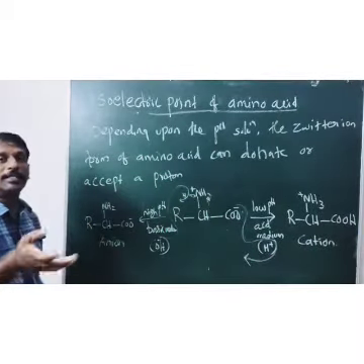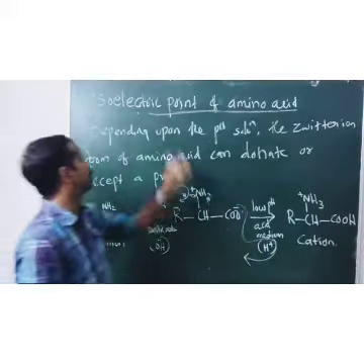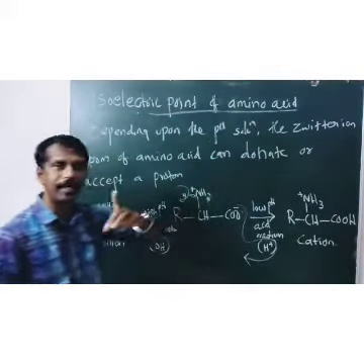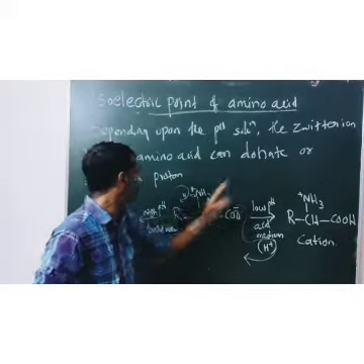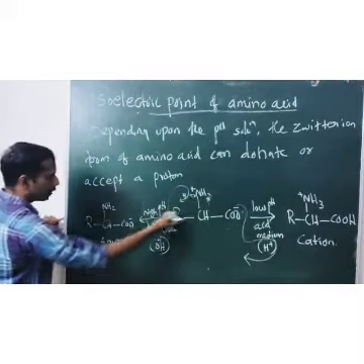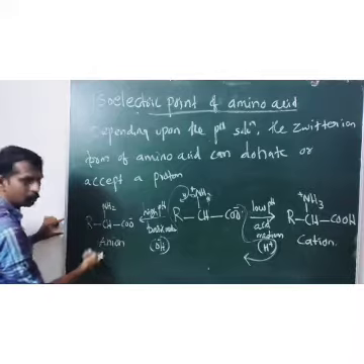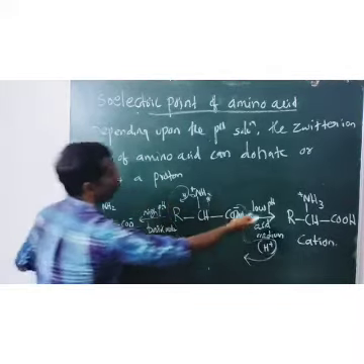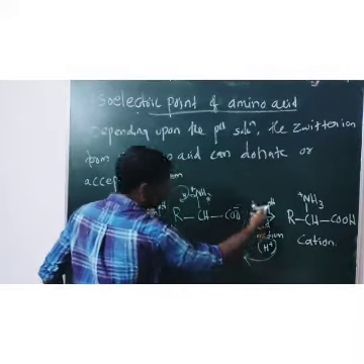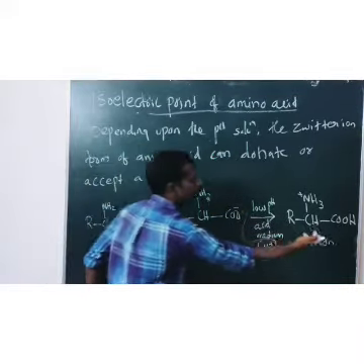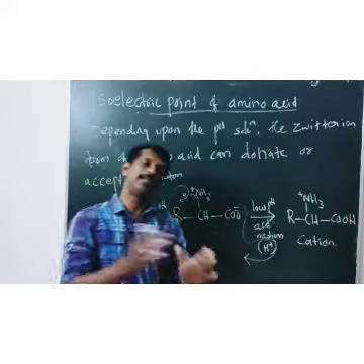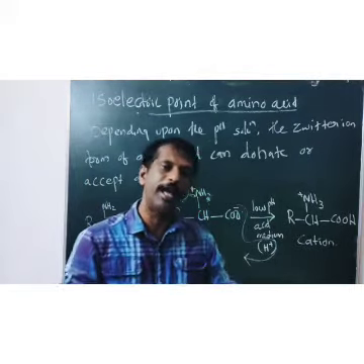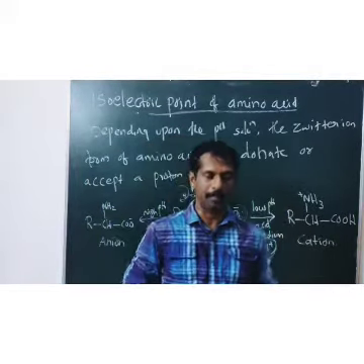Okay, that means depending upon the pH of the solution, once again depending upon the pH of the solution, correct? The zwitterion form of an amino acid can donate a proton and change into an anion, or accept a proton and change into a cation. If there is a low pH and high pH, this change will occur.